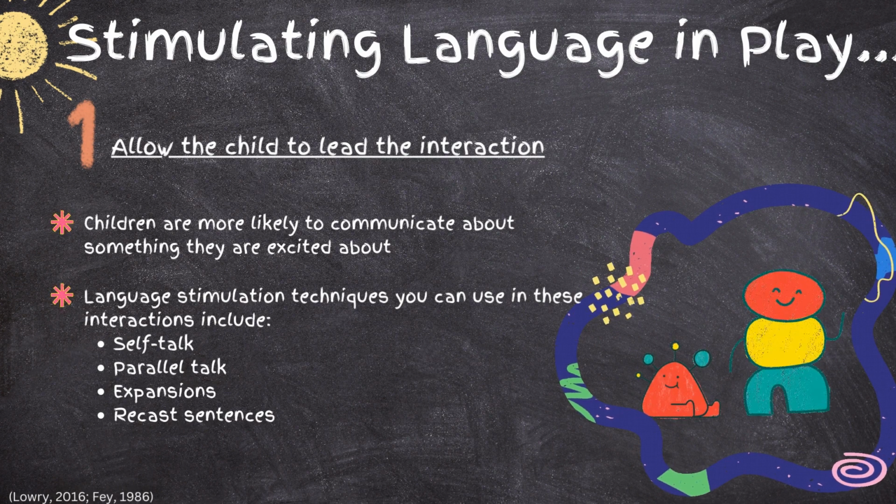They're most likely to communicate about something that they're excited about or interested in. By letting the child lead the interaction, it'll also mean that they're more motivated to communicate with you and stay longer in the interaction. The longer that they are in that interaction, the more opportunities for learning and hearing language there will be. Some strategies that you can try include self-talk, parallel talk, expansions, and recast sentences. Let's have a look at those a little closer.